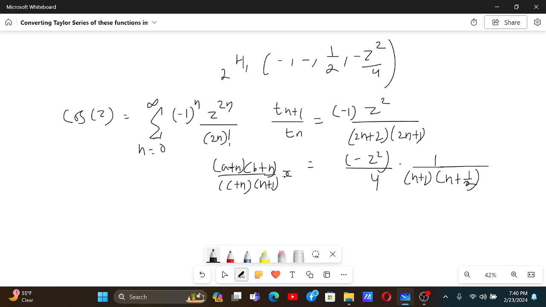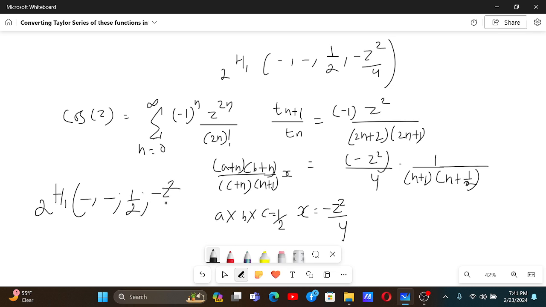You can't really have any a and b for this case, so no a, no b, and c equals 1 by 2, and the other is n plus 1 itself. Note that if we can put such values, we will try to put them, but if we cannot, then we will not. z is equal to minus g square by 4. So we can write this as the hypergeometric series 2F1, where a and b are nothing, c is 1 by 2, and z is minus g square by 4.